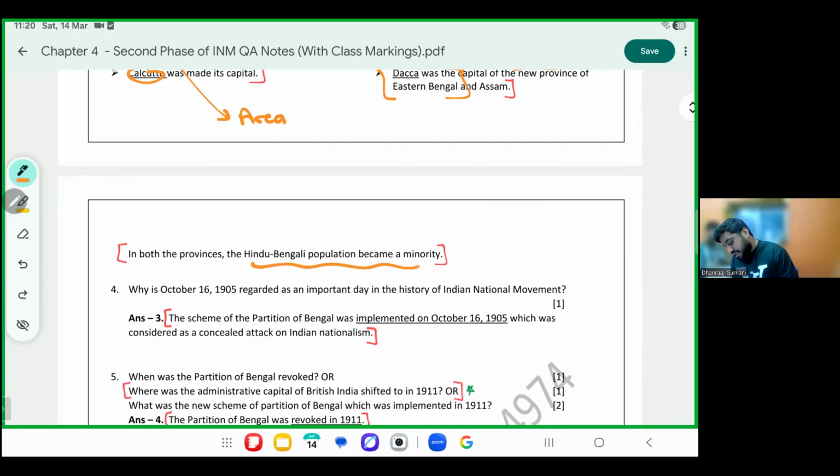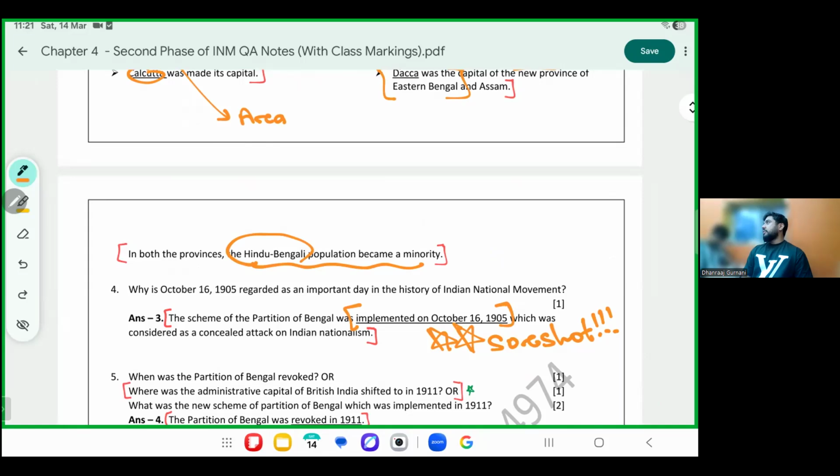In both these situations, or on both these sides, the Hindu Bengalis became a minority. Second date, very important, short. The scheme was implemented after approximately 6 months. July to October, 7 to 10, after about 3.5 to 4 months, on October 16, 1905. Please learn both the dates. One was an announcement date, one was an implementation date. Both were by Curzon only.